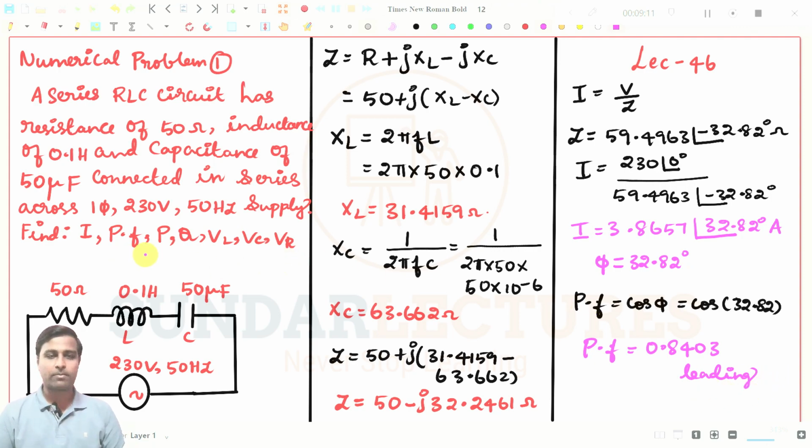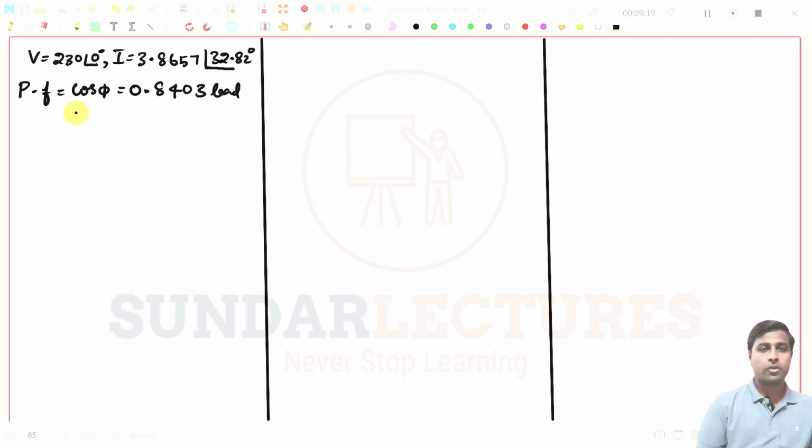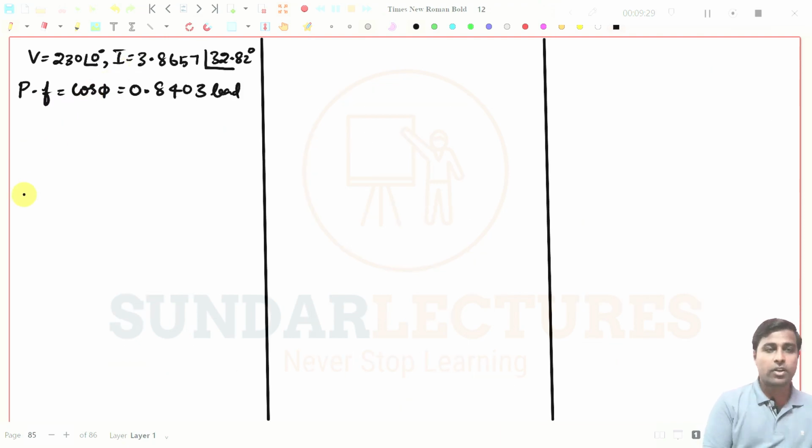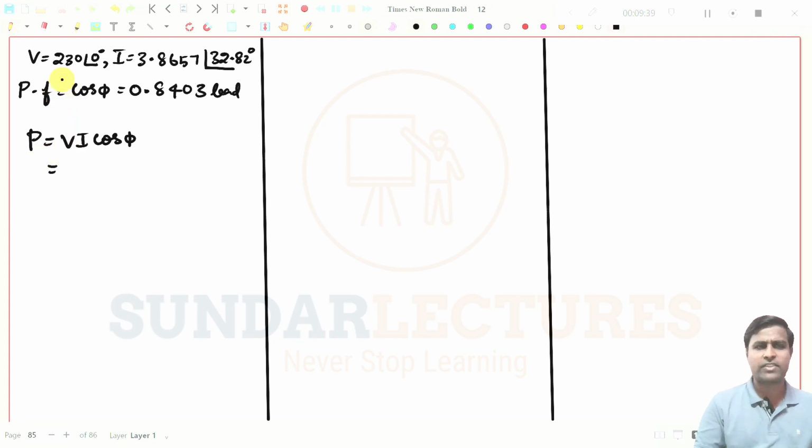We have found the power factor, and we need to find the value of P now, that is the real power. So now we will go for power, that is real power. They have asked you to find real power P, and then we need to find Q. If you want to find P, P will be equal to VI cos phi. These are all magnitude values. Try to understand, these are all magnitude values.